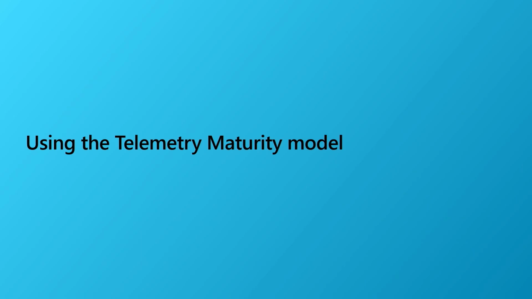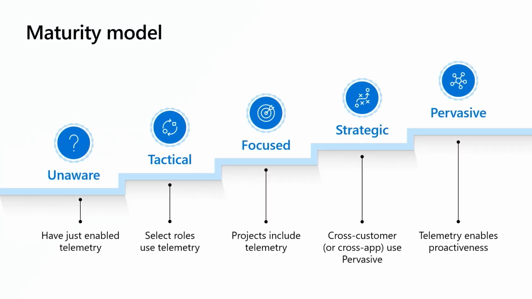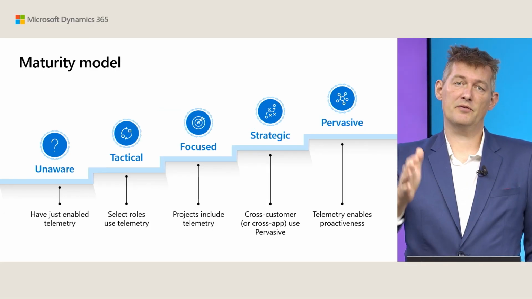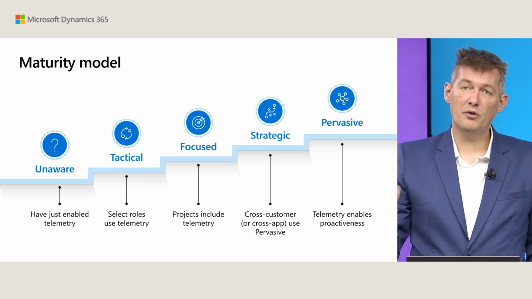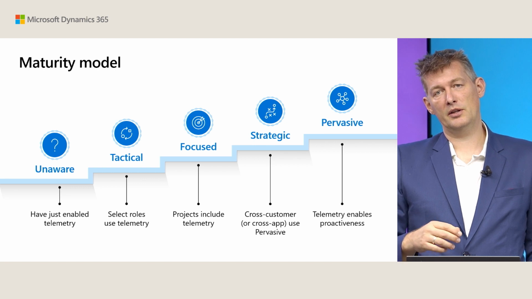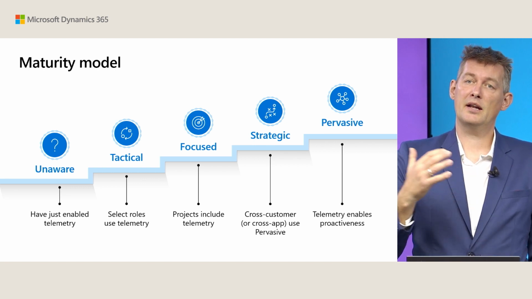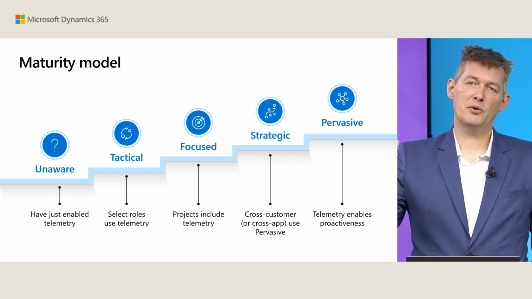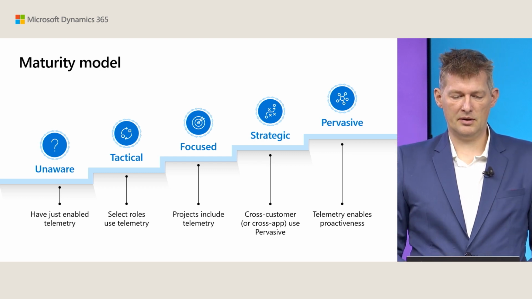The telemetry maturity model was something we developed to make it easier for you if you have these questions: I know telemetry is something we should use, but I'm not really sure how to get started within our partner practice. So what we did was we took the Gartner BI maturity model, which has these 5 stages: unaware, tactical, focused, strategic, and pervasive. And then we interpreted that model in the context of you as a partner and telemetry as the data source. And we shook that model, and this is what came out of that.